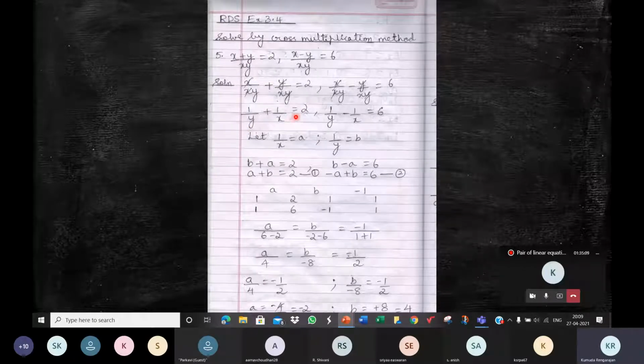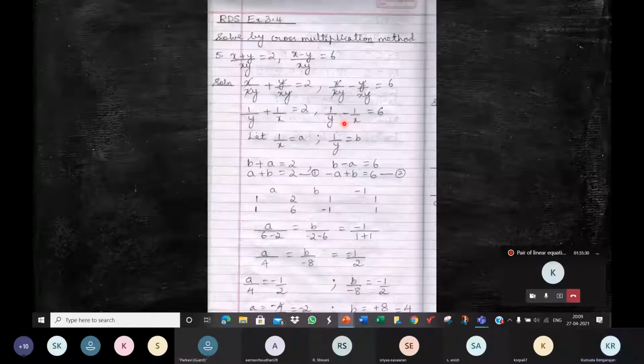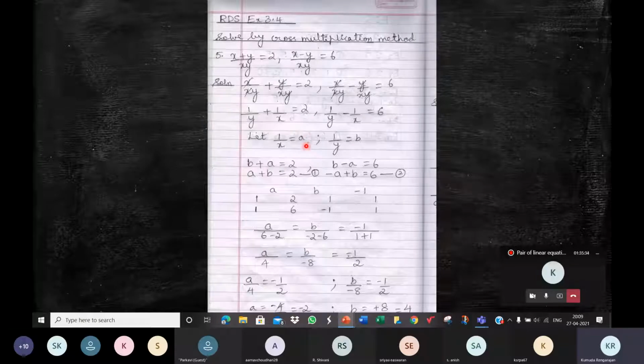Now you see that the variables x and y are in the denominator. Clearly, the two equations are not linear equations in x and y. So we cannot proceed with them like this. The two equations are not linear equations in x and y because we see x and y, the variables, in the denominator. So what is the next step? Well, we need to convert these two equations to a pair of linear equations in some other two variables.